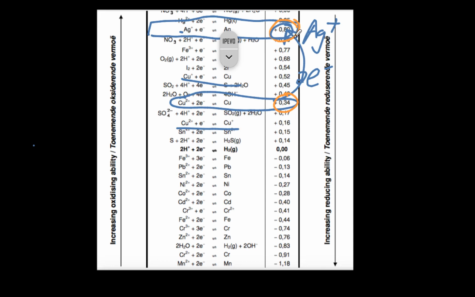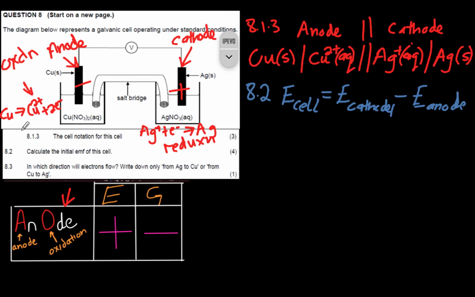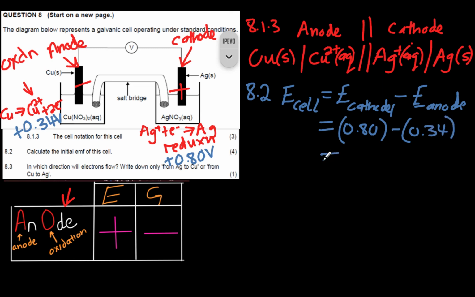From the table of reduction potentials, we can see for silver, the reduction potential is 0.8, and for copper, it's positive 0.34. So for copper it's 0.34 positive, and for silver 0.80 volts positive. Let's substitute the values. E cell is equal to the cathode, which is silver, so 0.80 positive, minus the anode, 0.34, also positive. Computing in our calculators, we get 0.46 volts.